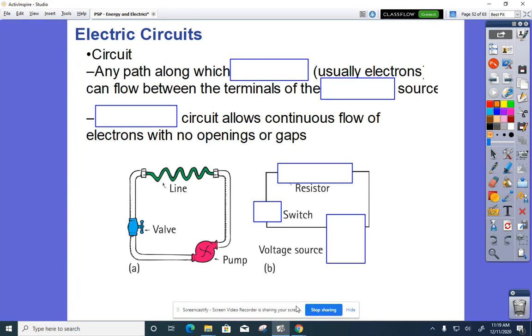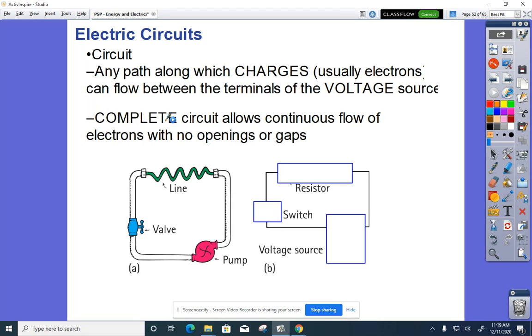Electric circuits. A circuit is any path along which charges can flow, and remember, again, it's usually the electrons that can flow between the terminals of that voltage source. Simply that's because the electrons are fairly loosely held to the parent atoms and can be forced to move throughout that circuit rather easily. So a circuit is any path along which charges are able to flow between the terminals. Now, you need to have a complete circuit in order to have an operating energy transfer. The reason for that is that there needs to be a complete path for those charges to flow from both sides of that terminal. There can't be any openings or any gaps.